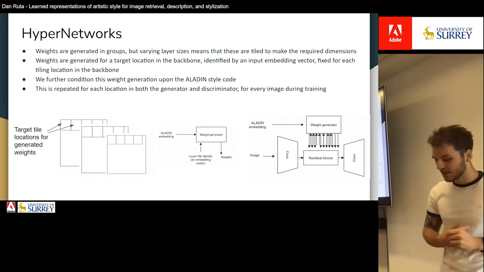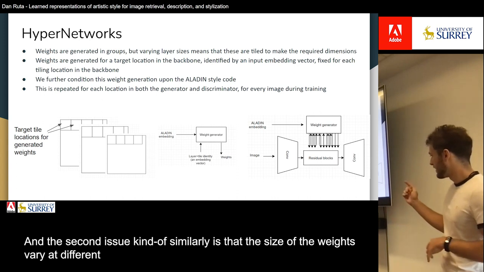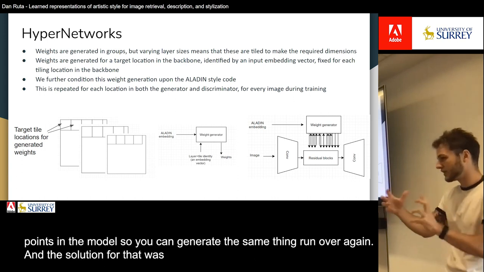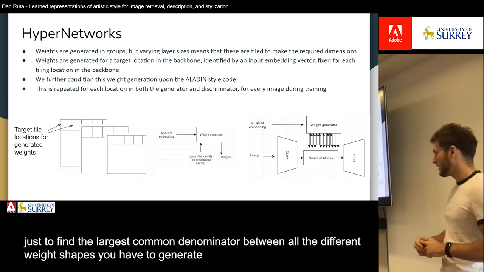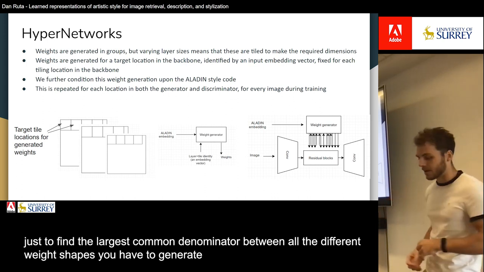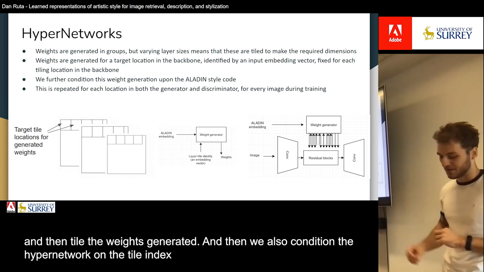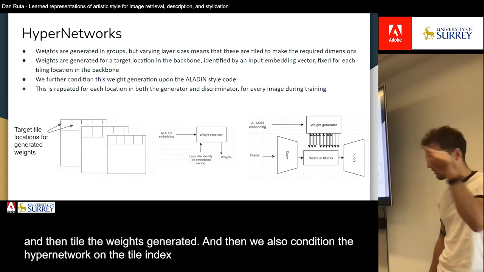some indices. And the second issue, kind of similarly, is that the sizes of the weights vary at different points in the model, so you can't generate the same thing over and over again. And the solution for that was just to find the largest common denominator between all the different weight shapes we had to generate and then tile the weights generated, thereby also conditioning the hypernetwork on the tile index.